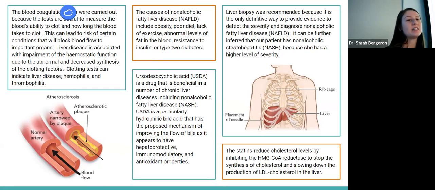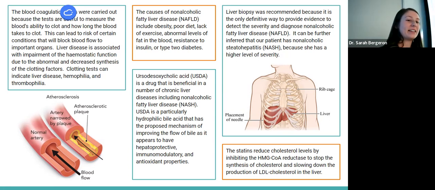The causes of non-alcoholic fatty liver disease include obesity, poor diet, lack of exercise, abnormal levels of fat in the blood, resistance to insulin, and type 2 diabetes. Liver biopsy was recommended because it's the only definitive way to provide evidence to detect the severity and diagnose non-alcoholic fatty liver disease. It can be further inferred that our patient has non-alcoholic steatohepatitis because she has a higher level of severity.